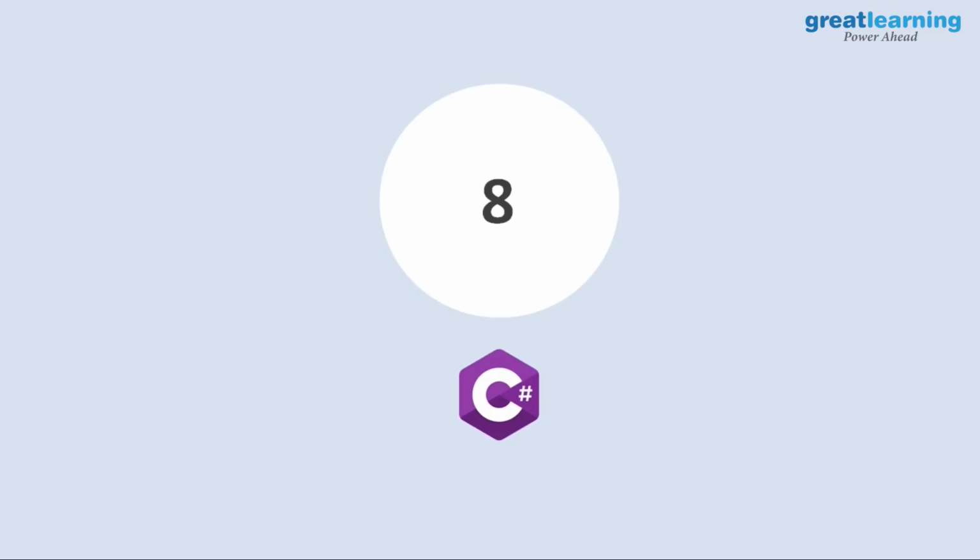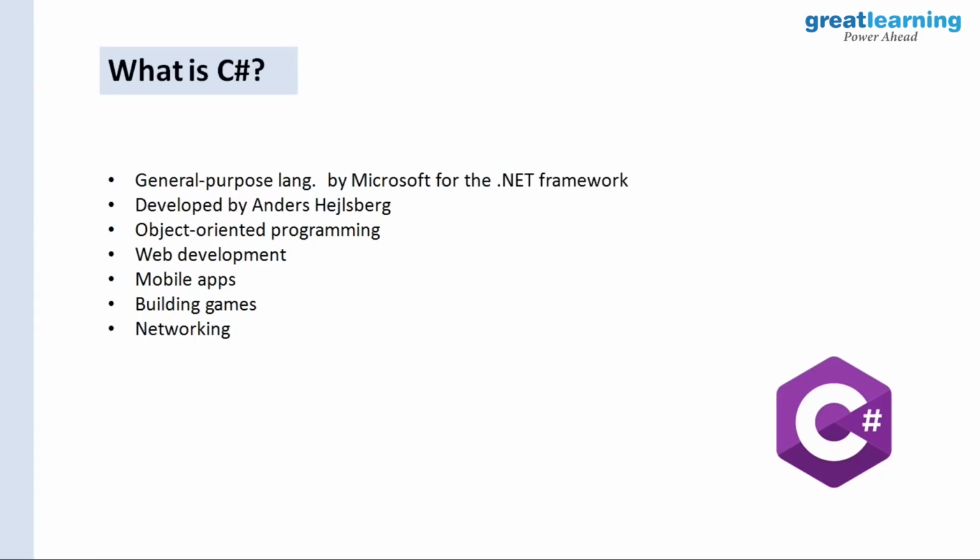At number 8, we have C#. So if you're looking for a programming language in which you can build games, then you should definitely go for C#. It's a general purpose programming language designed by Microsoft for the .NET framework. It is still considered to be one of the best low-level languages. It's widely used for creating games on the Unity game engine.